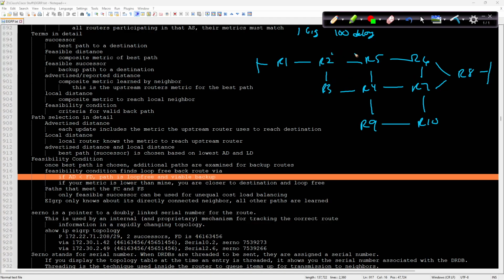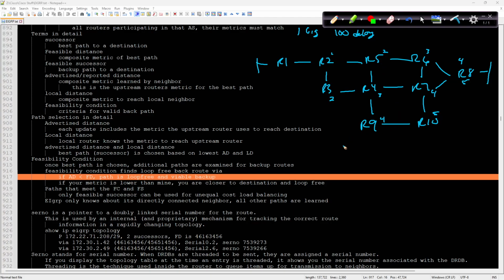Well, we got 1 hop, 2 hop, 3 hop, 4 hop. Then we have this one, 1 hop, then 2 hop, 3 hop, 4 hop, 5 hop. Then we have this, which would potentially be 1, 2, 3, or 1, 2, 3. This could be a 4 hop, and this could be a 5th hop. So let me ask you this. The first path, R1, 2, 5, 6 to 8, would this be considered your feasible successor or your successor?